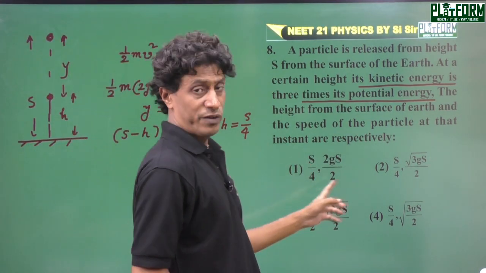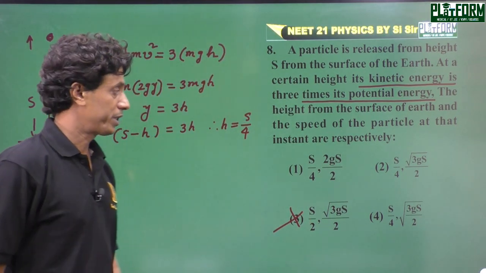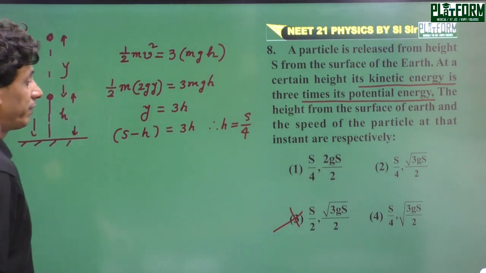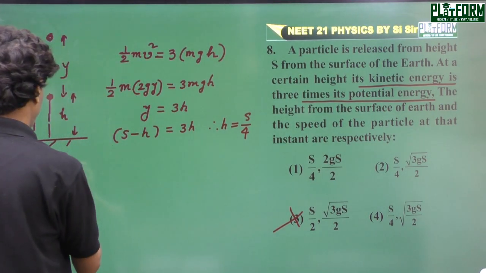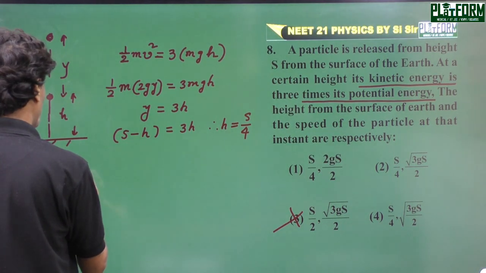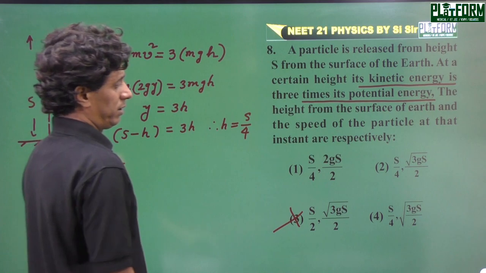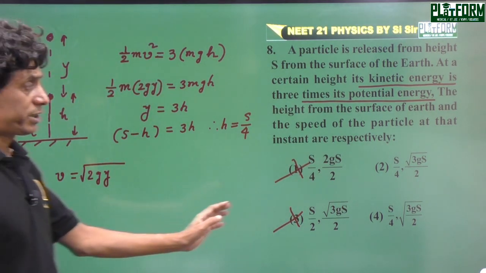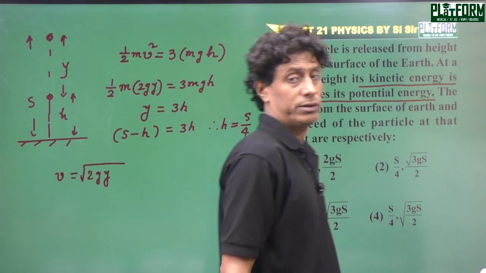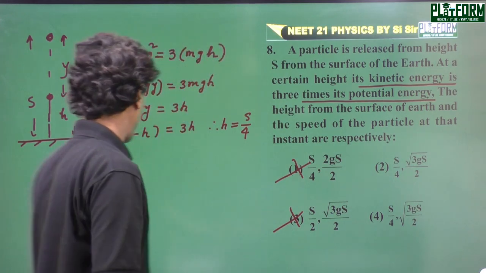All the options given are s by 4, s by 4, s by 4, s by 2, so 3 is not the right option here. Let us check the velocity. Velocity means v equal to root over 2gy. So it is also not the correct option. Velocity should be in terms of root over something, like 3gs or 3gs by 2.